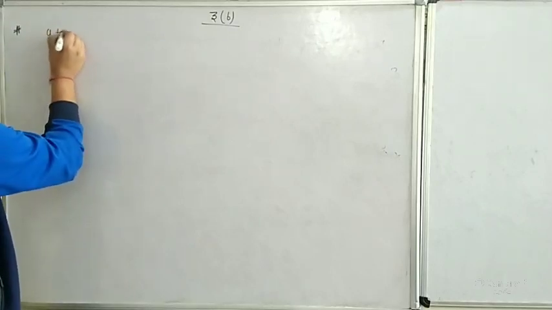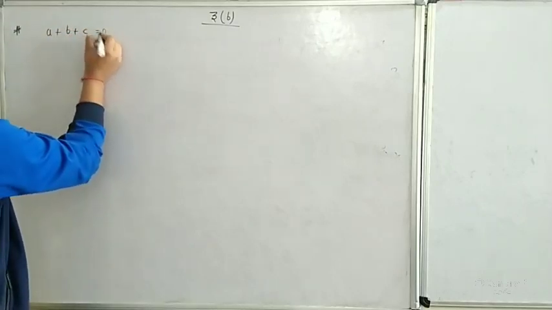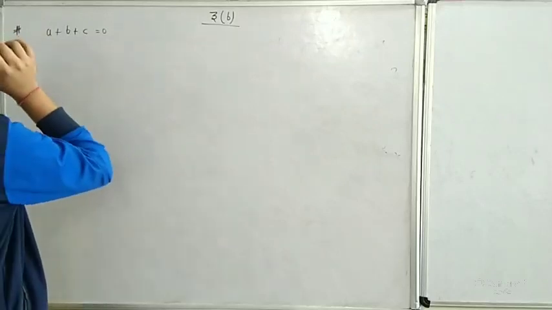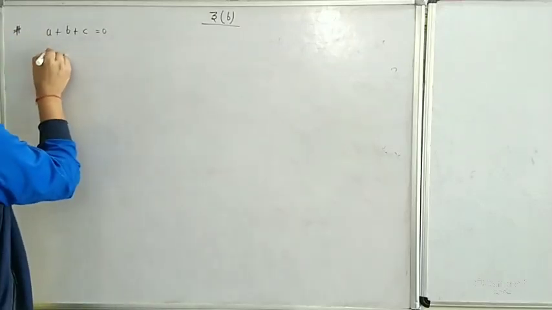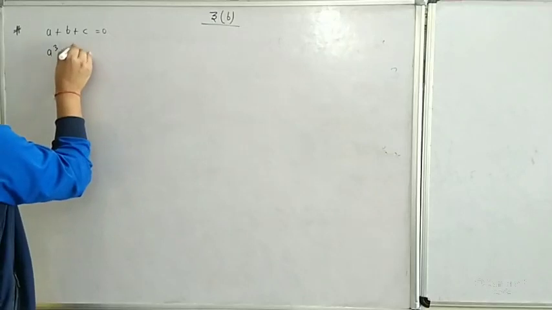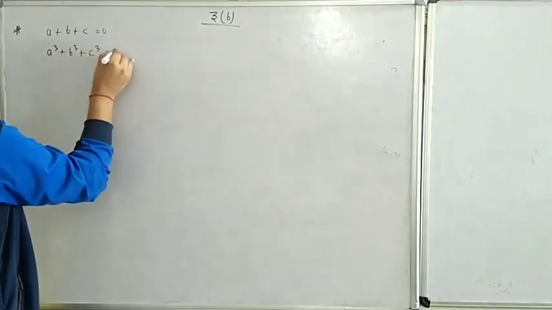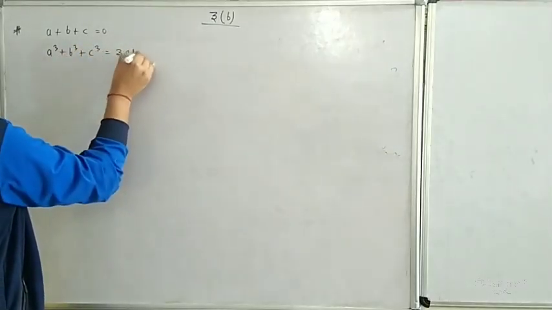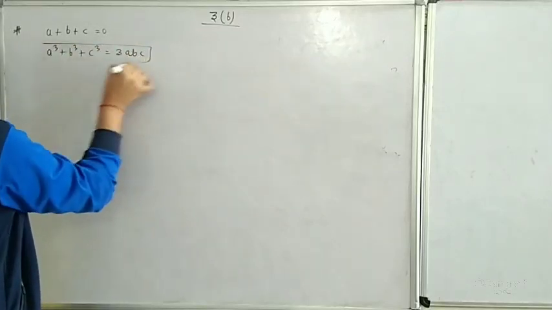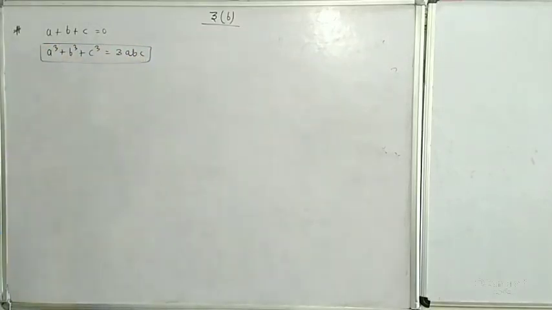If a plus b plus c is equal to 0, then find the value of a cube plus b cube plus c cube. You prove that a cube plus b cube plus c cube is equal to 3abc. It is just a formula, we have to prove it. Let's see how to prove it. There are a lot of numericals on this.